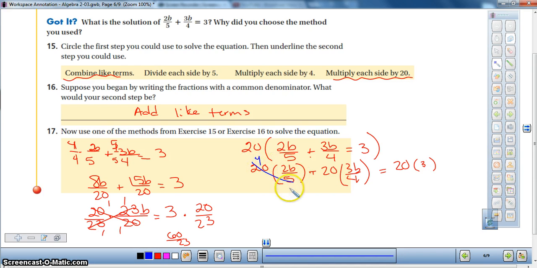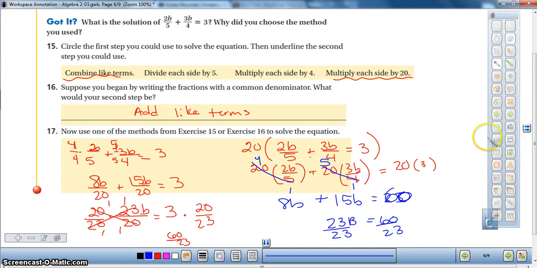If we are simplifying again, 5 goes into 20 four times, and into 5 once, so we now have 8b. Looking familiar? 8b. Plus, 4 goes into 20 five times, and into 4 once. 5 times 3 gives us 15b, equals 60. Some of you make that same mistake. We are going to add these two together. 8 plus 15 gives us 23b is equal to 60. And you see how both ways give us the same solution.